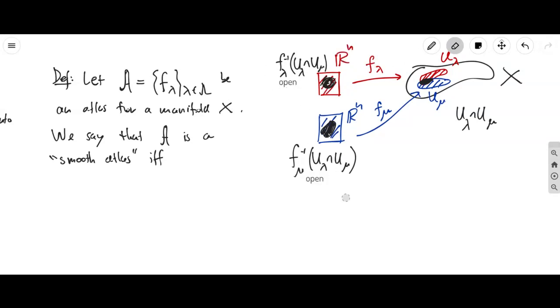This is an open subset of Rn, and this is an open subset of Rn. So it is a smooth atlas if and only if... Now, we want to consider the map going from this one to that one. So how do we do that?